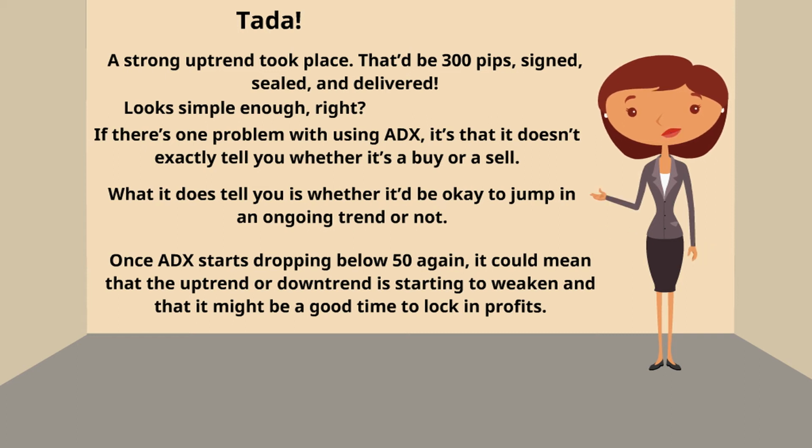Looks simple enough, right? If there's one problem with using ADX, it's that it doesn't exactly tell you whether it's a buy or a sell. What it does tell you is whether it'd be okay to jump in an ongoing trend or not. Once ADX starts dropping below 50 again, it could mean that the uptrend or downtrend is starting to weaken and that it might be a good time to lock in profits.